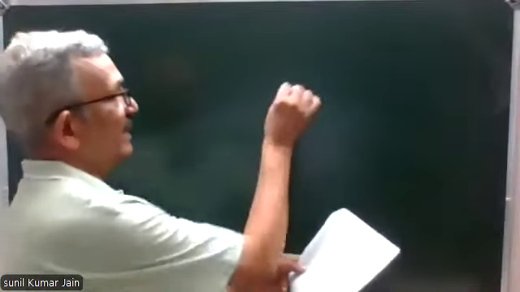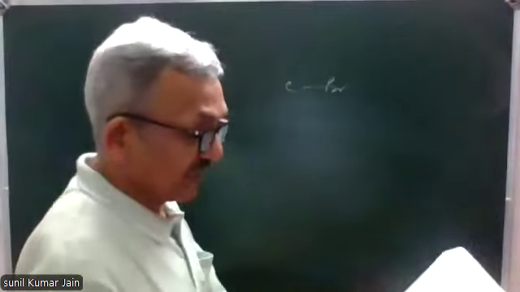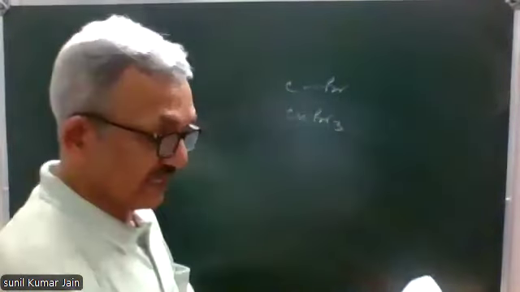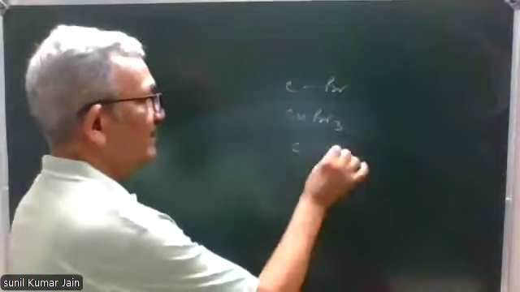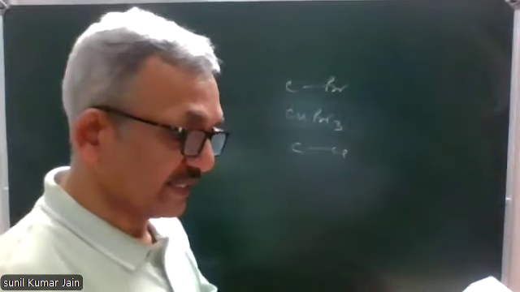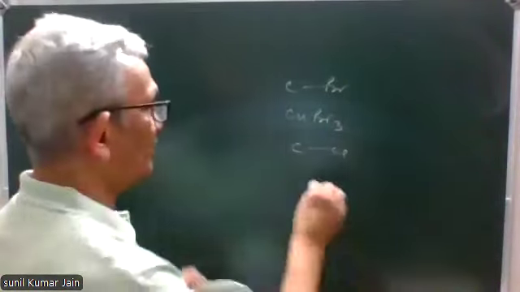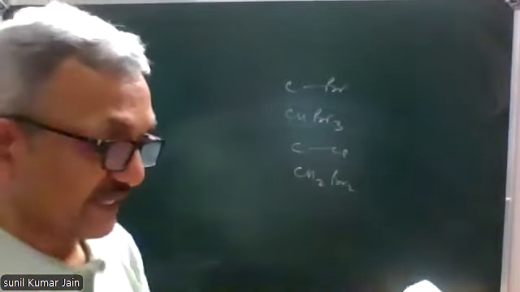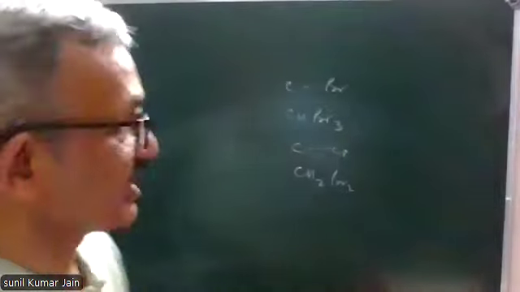7th question. Arrange bromomethane, bromoform, chloromethane, and dibromomethane in the increasing boiling points.